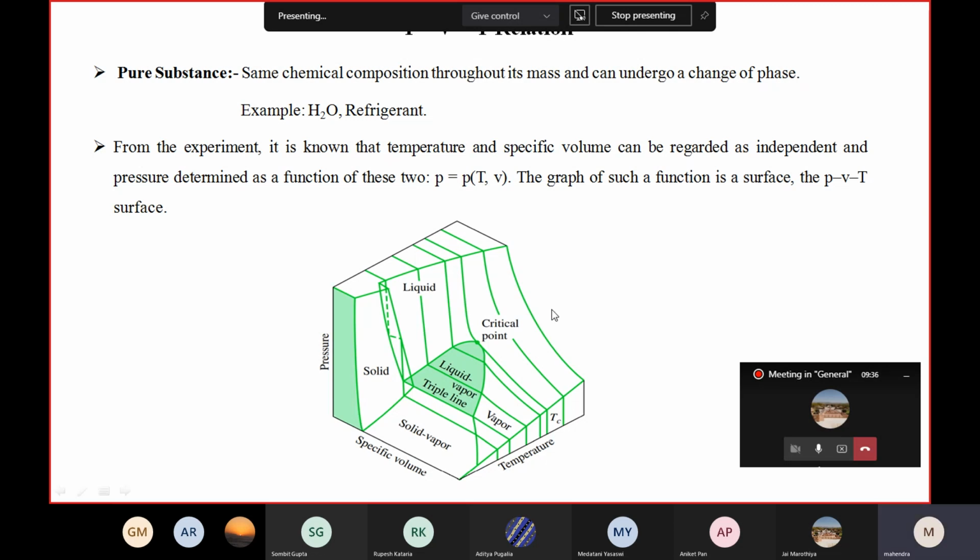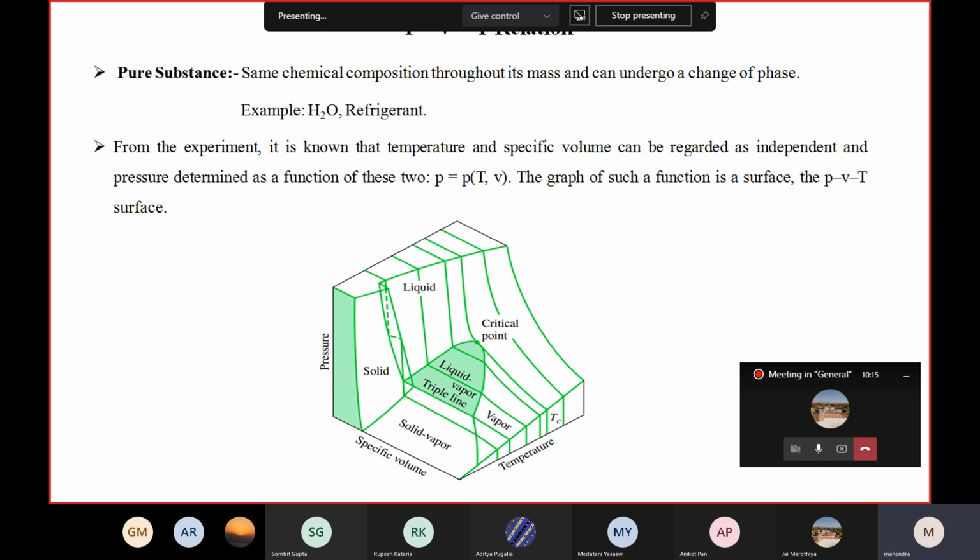So first of all, what is a pure substance? A pure substance is one whose composition will not be changing throughout. However, it changes its phase based upon the pressure and temperature. Okay, that is a pure substance. Suppose refrigerant which we are using in our air conditioning systems and refrigeration systems. We will be solving many problems upon that also, then you will get a very clear idea.